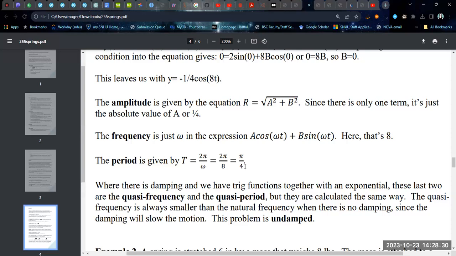Now, if we have damping, then the frequency and the period become the quasi-frequency and the quasi-period, and the amplitude is changing as the problem decays. They are found basically the same way. They're just simply called the quasi-frequency and the quasi-period when damping is involved. Okay, so let's stop here and then we'll save the second example for video 2.